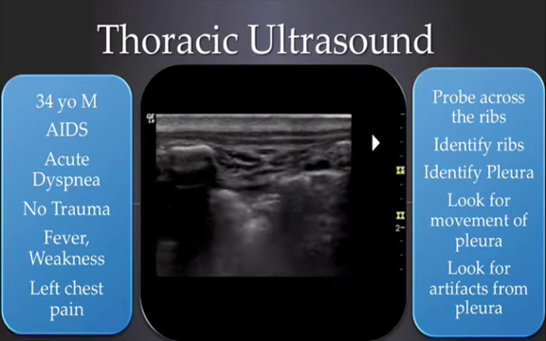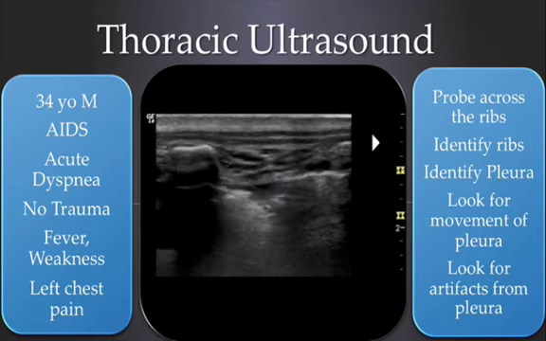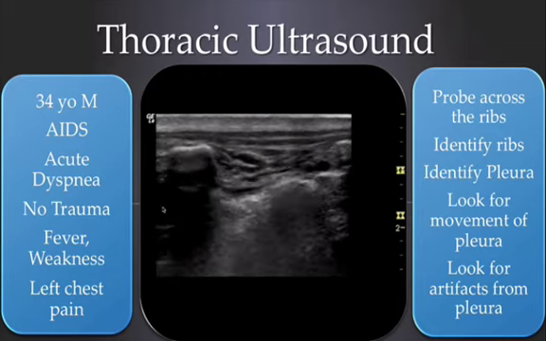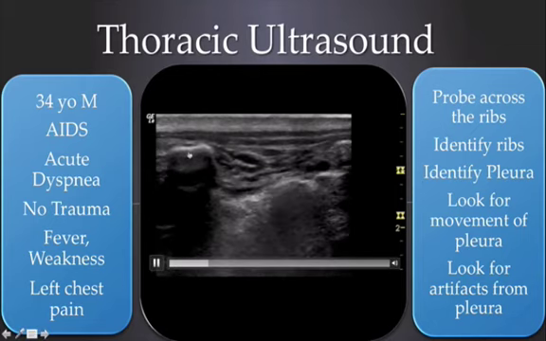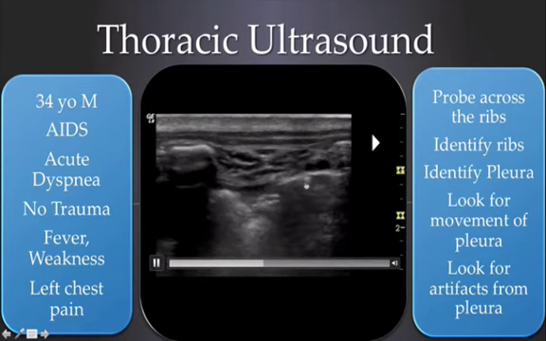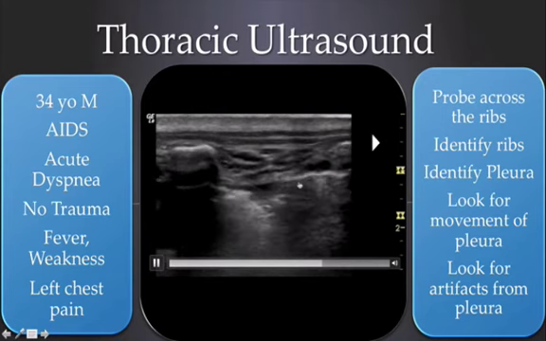So let's go back to our cases. 34-year-old male, history of AIDS, acute shortness of breath, no trauma. He has fever and weakness, left-sided chest pain. Same case as before. We put our probe across the chest. We see our ribs in cross-section. We identify the pleura and look to see it sliding back and forth. And then we look for artifacts below the pleura.